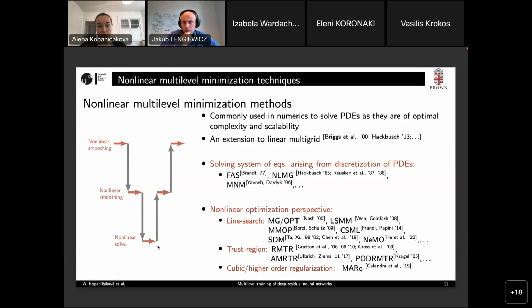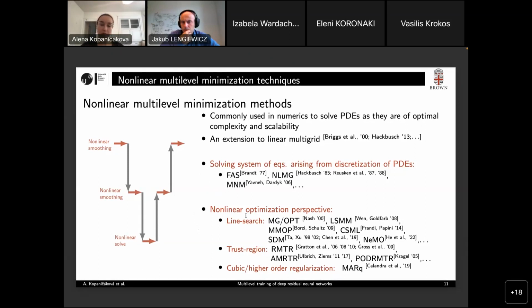So in this work, we will be looking at nonlinear multi-level minimization methods. These methods do not assume any existence of discretized PDEs, so they are much more generic than the initial multi-level methods, which were designed just taking into account discretization of PDEs. And there are many nonlinear multi-level minimization techniques around. I think they can be mostly distinguished based on the type of globalization strategy they use.